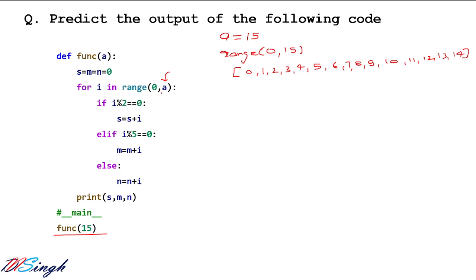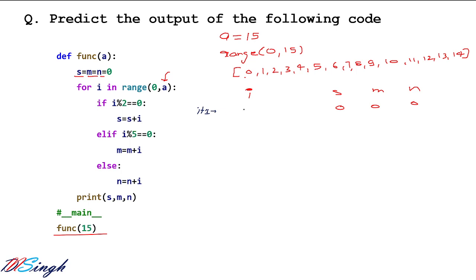Here we have some variables s, m and n, all initialized to 0. So in the starting, s will have 0, m will have 0 and n will have 0. And there I have the loop variable I. Starting, I will assume the value 0. So the first value of I is 0. We are talking about iteration 1.